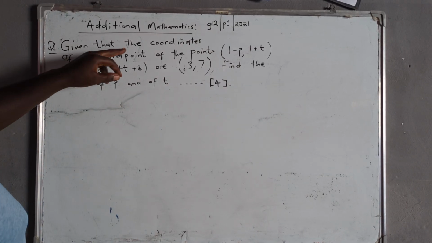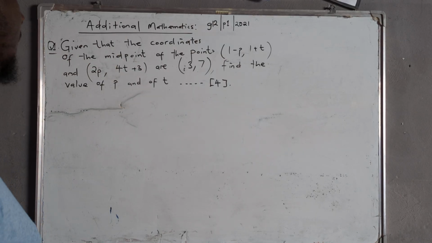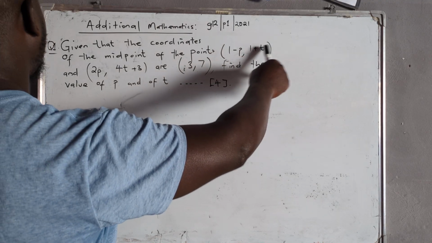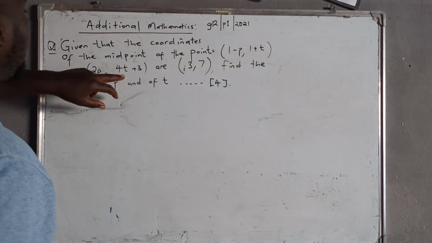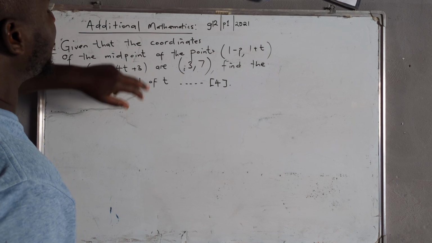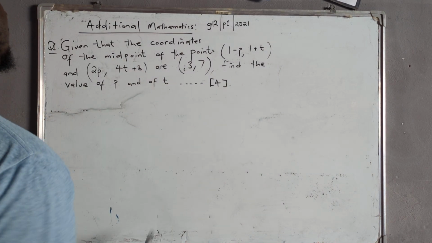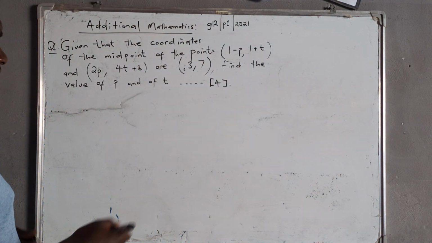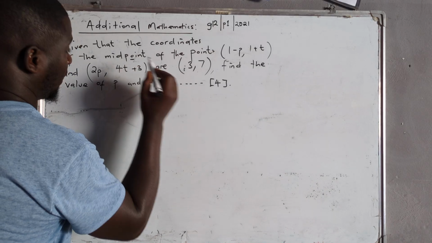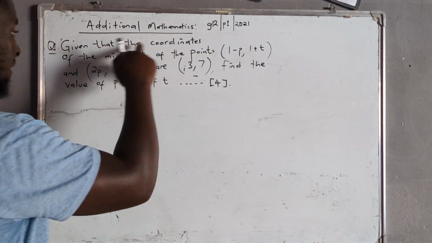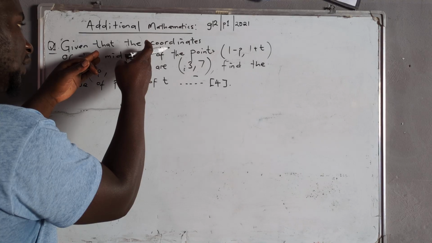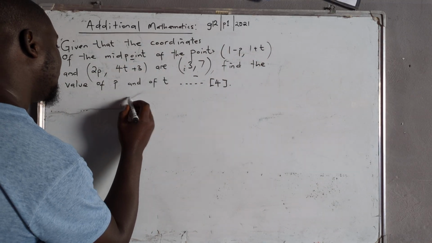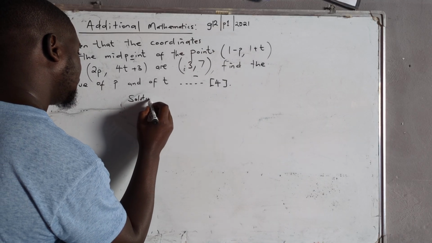So the question reads, given that the coordinates of the midpoint are 1 minus p, comma, 1 plus t, and 2p, comma, 4t plus 3, find the value of p and t. So what we are saying here is the midpoint is this one, given that the coordinates of the midpoint, the points are this one and this one. So here what we have to do is just find the solution to this simple problem.